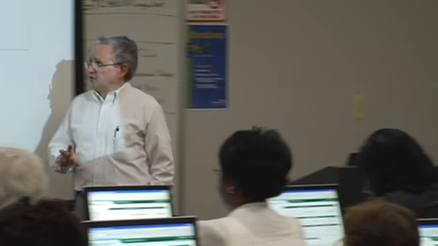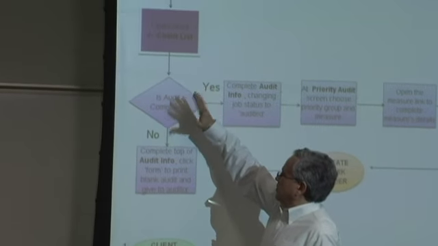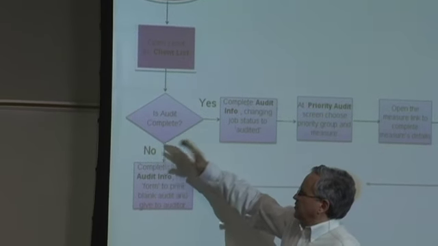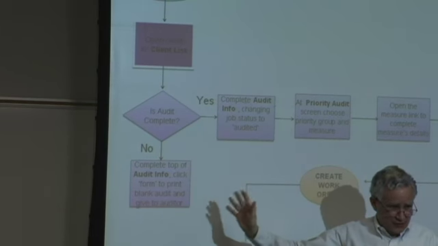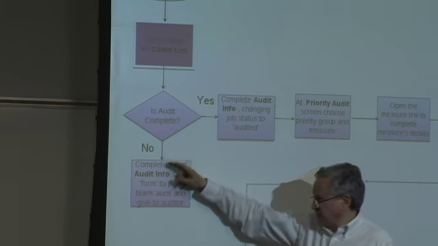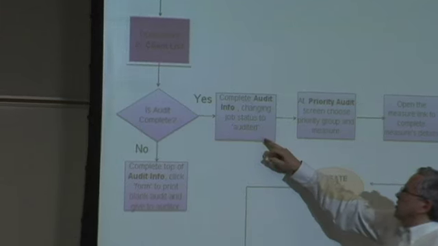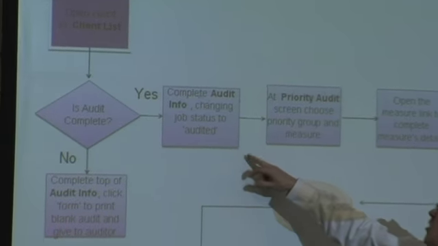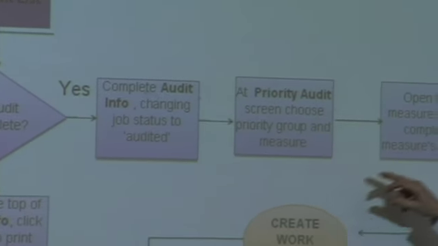So what we're basically going to do is create a job and state that the audit information is complete. We're going to change our job status to audited, and we're going to go into the priority audit screens and actually add measures and link the measures to this particular job for this particular residence or this particular client.